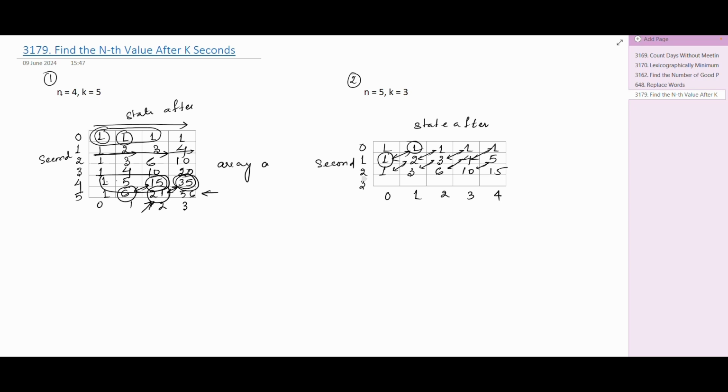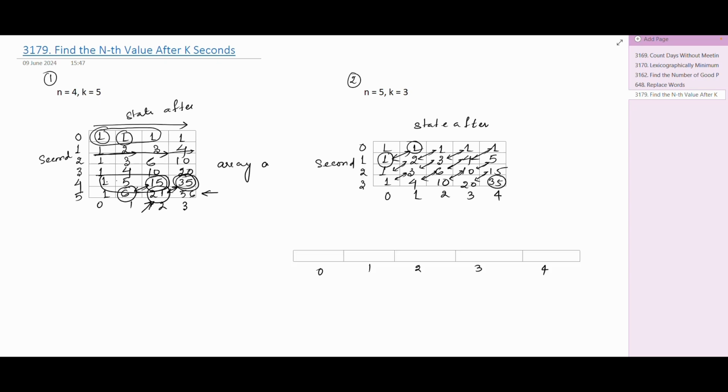Then I will compute the values after the third second. The value at index 0 remains 1. The value at index 1 will be 3 plus 1, 4. Value at index 2 will be 4 plus 6, 10. Value at index 3 will be 10 plus 10, 20. Value at index 4 will be 10 plus 20 plus 15, that is 35. So the answer will be 35.